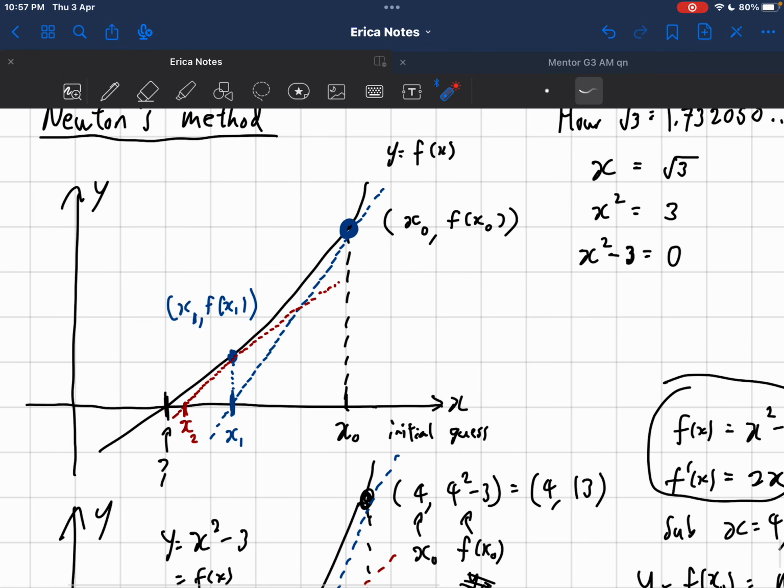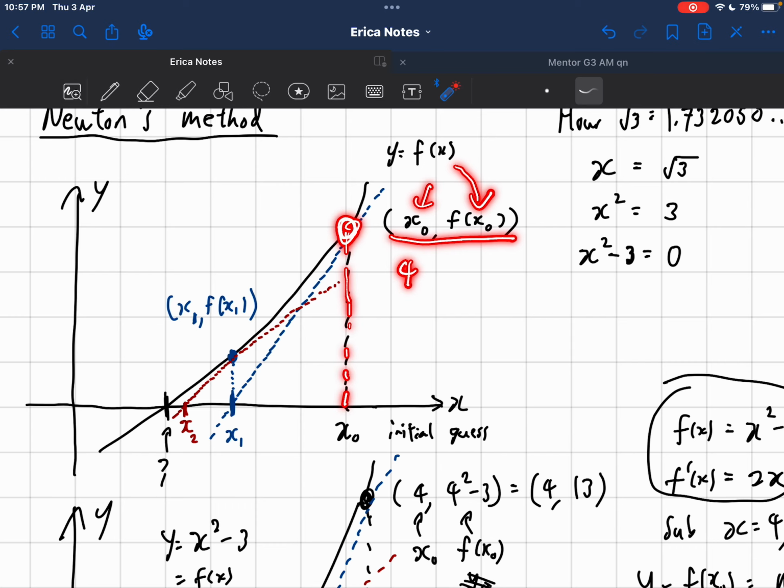If we have a graph, y equals f(x), as the equation, we will have an x-intercept over here. This is a question mark. Now let's start with our initial guess. This is x0, the initial guess. Now we go up. We're going to hit the curve, and we have a point x0, comma, a very funny notation, f of x0.